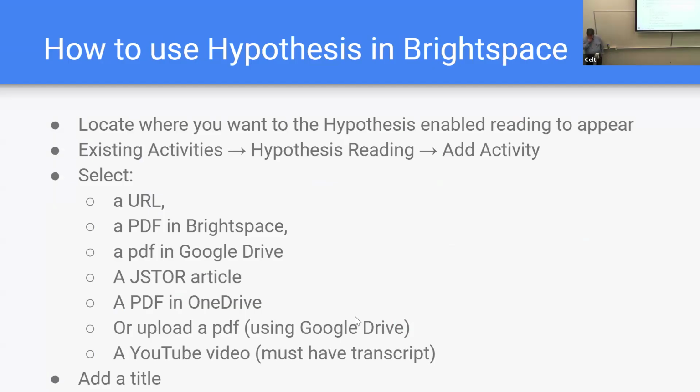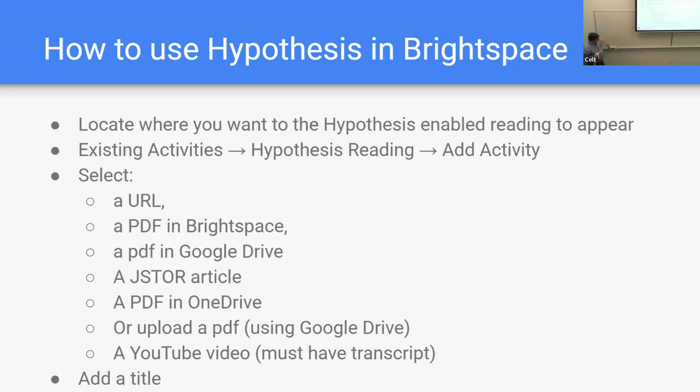Before we actually do this, just to show you what types of things you can link to, you could provide a URL. You could provide a PDF that's already stored in Brightspace as a document. You could have a PDF in Google Drive, or you could just have it in your download folder and then use the Google Drive option. It also has an interface with JSTOR. So if it's a publicly available JSTOR article that we have access to through the library, you could directly comment on it through that. If you're using OneDrive, you could store it there, or you could, again, directly upload a PDF.